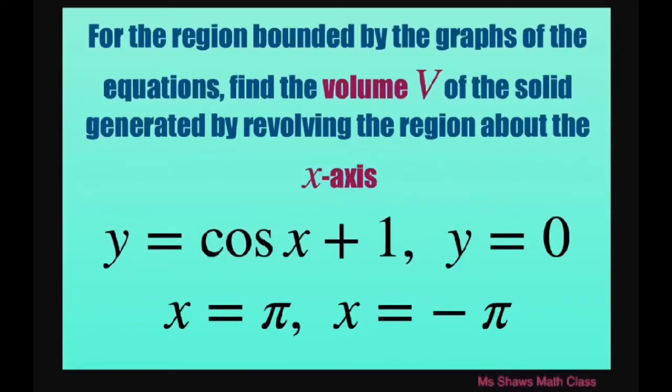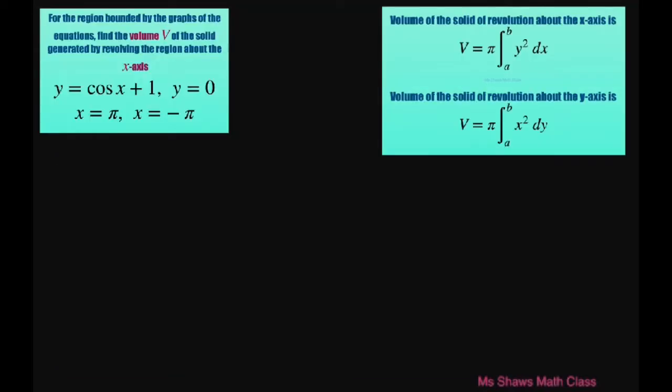Hi everyone. For the region bounded by the graphs of y equals cosine of x plus 1, y equals 0, also x equals pi and x equals negative pi, we're going to find the volume of the solid generated by revolving the region about the x-axis. Now basically we're just going to use this formula here for the volume of a solid of revolution about the x-axis, and this will be our y.